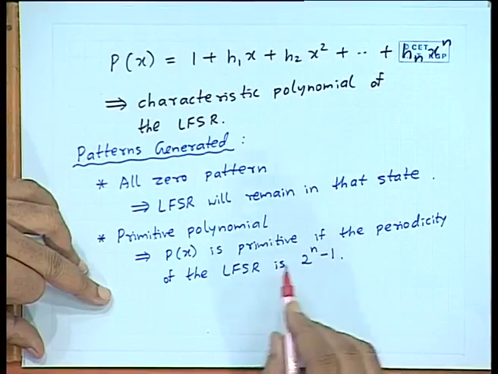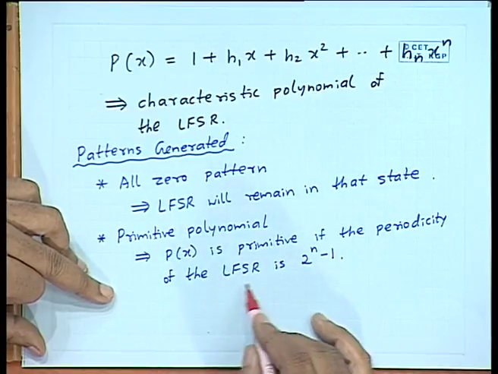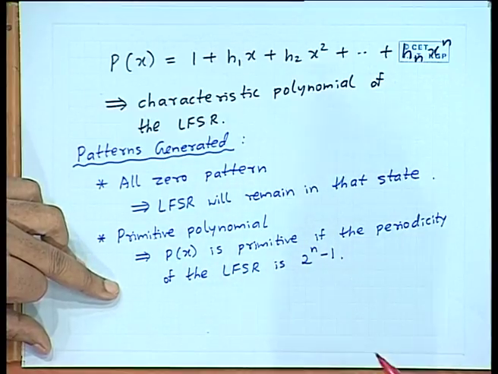But unlike a counter, it will not go through the states sequentially 1, 2, 3, 4, 5. Rather, it will go through in a pseudo random order. This is the property of the LFSR. The successive patterns will bear some randomness properties. There will be no two patterns which will be repeated, but yet you can cover all 2 to the power n minus 1 patterns. This is the very interesting property of a primitive polynomial which you can use in the LFSR. So, p(x) is primitive if the periodicity of the LFSR is 2 to the power n minus 1.